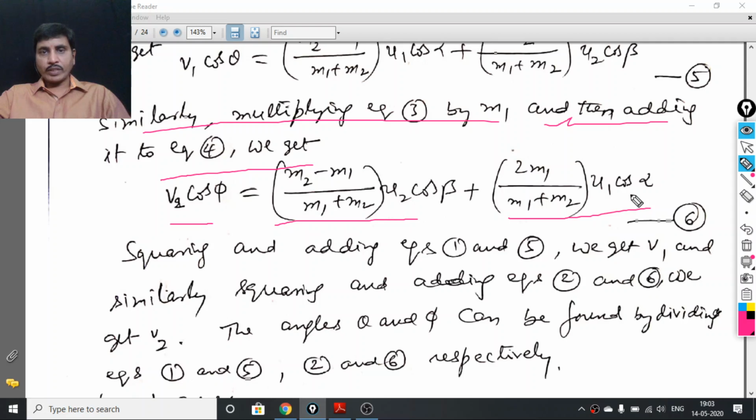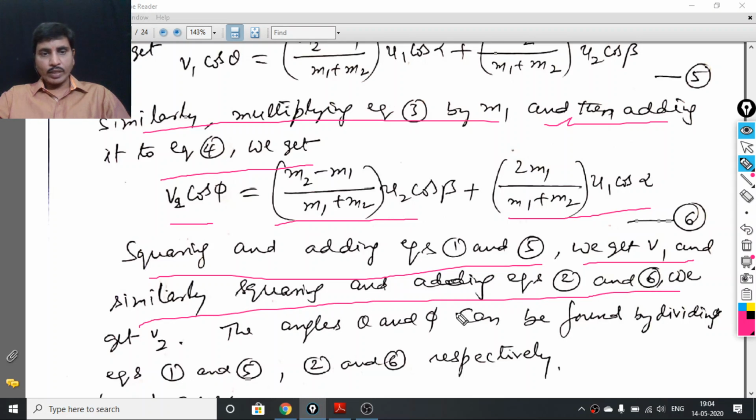From equations 5 and 6, we can solve for v1 and v2. Squaring and adding equations 1 and 5, we get v1, and similarly squaring and adding equations 2 and 6, we get v2. The angles theta and phi can be found by dividing equation 1 by equation 5 and equation 2 by equation 6 respectively.